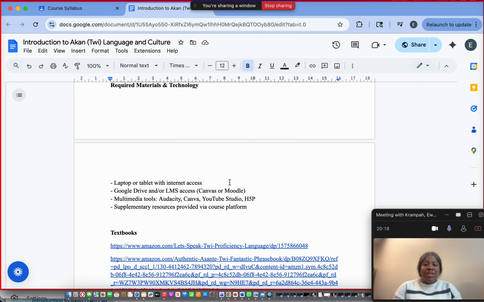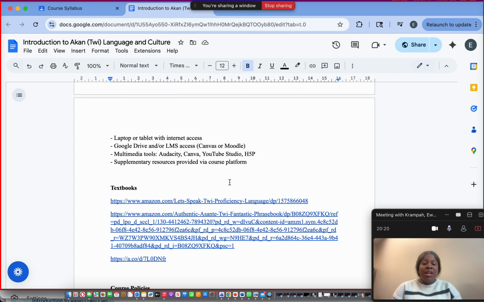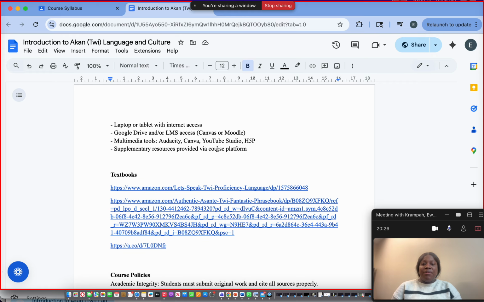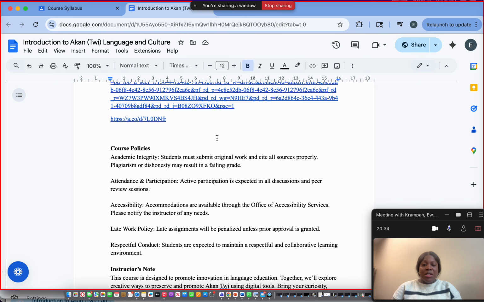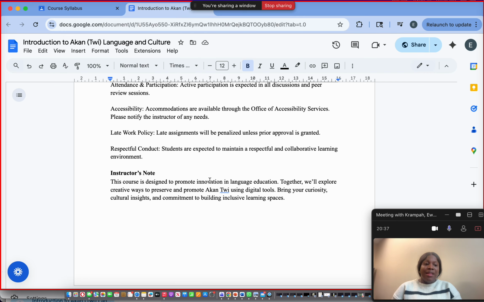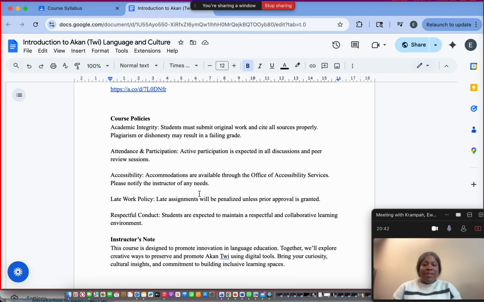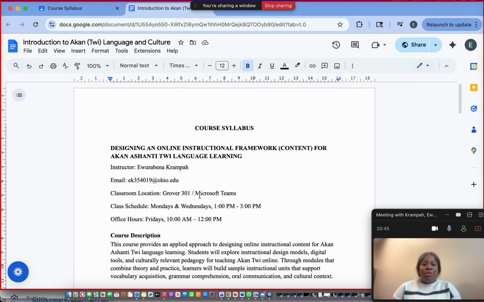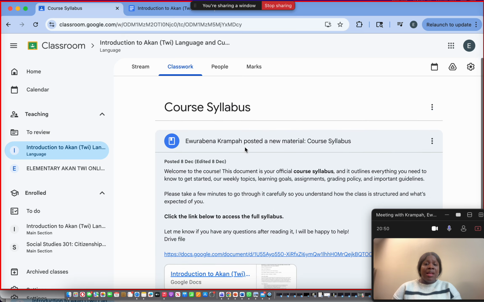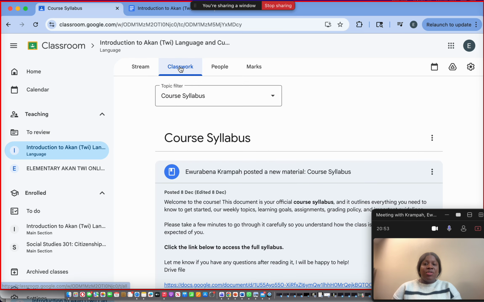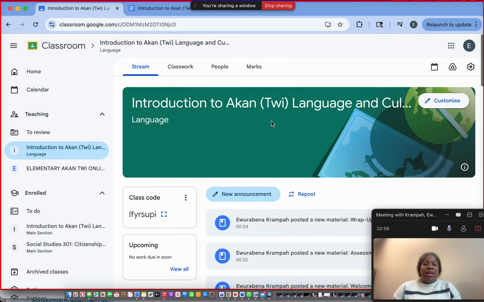We have required materials and technology that students would have to be able to take part in the class. Laptop, Google Drive, LMSs like Canva, multimedia tools like Audacity, Canva, etc. There are textbooks. We have the course policies for students to follow, and then finally we have the instructor's notes that students will also have access to, so that they will know what the whole course is about. Now going back to the course structure.